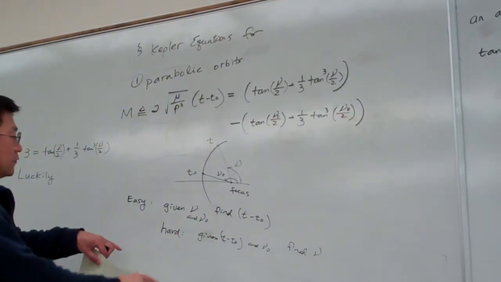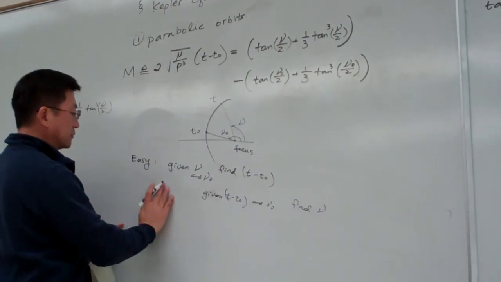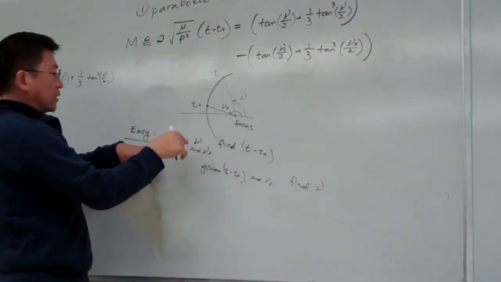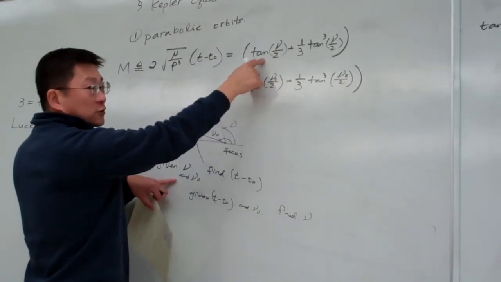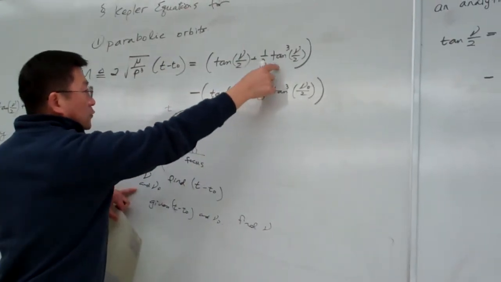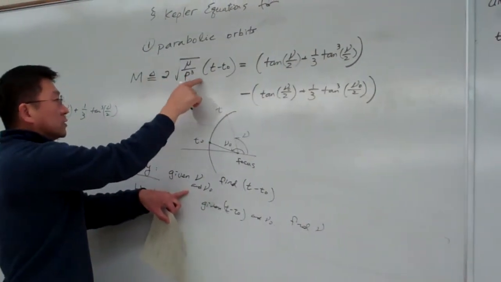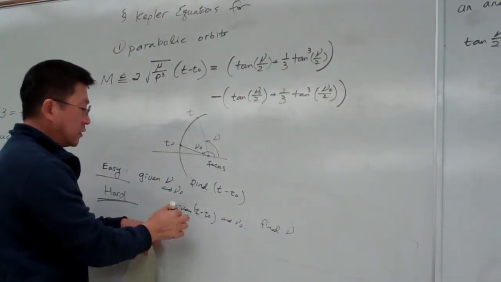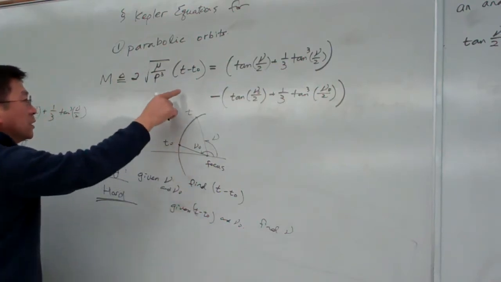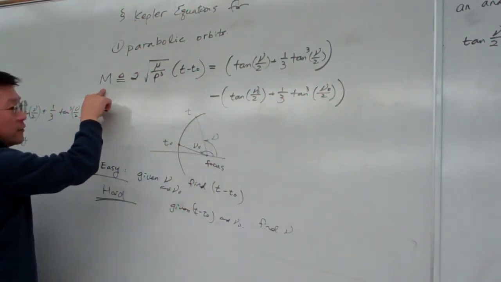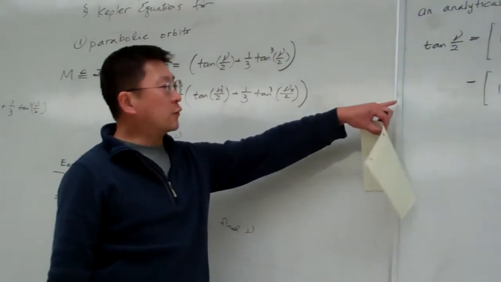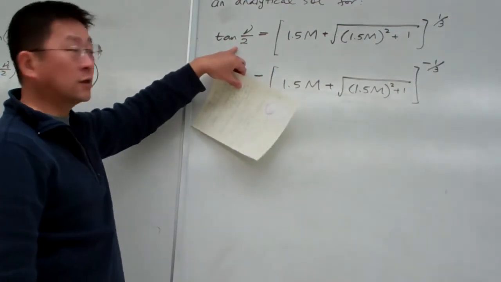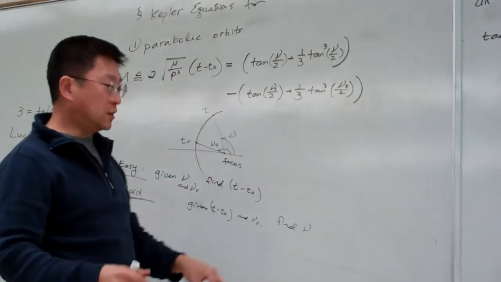So from here, you can see for the easy problems, we are given nu and nu 0. So we can punch calculators to determine tangent and tangent cubed, and we can determine the time of flight easily. And now we look at the hard problem. The hard problem is given t minus t0, which means we are given the value of M. So with this equation, if we know the value of M, we simply plug in, we can determine tangent nu over 2. So that means we can determine nu.